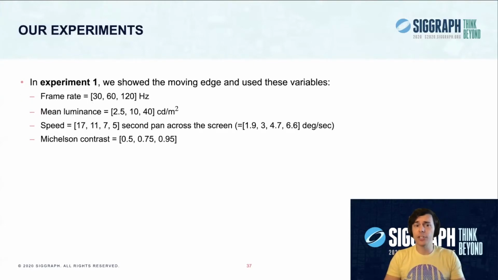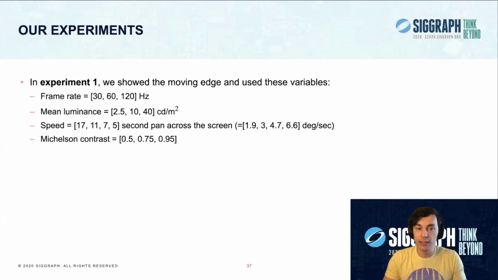Let me tell you about the first experiment here. We showed participants the moving edge that I've just shown you and used the following variables. For frame rate, we showed 30, 60, and 120 frames per second. For luminance, we used an average of 2.5, 10, or 40 nits.